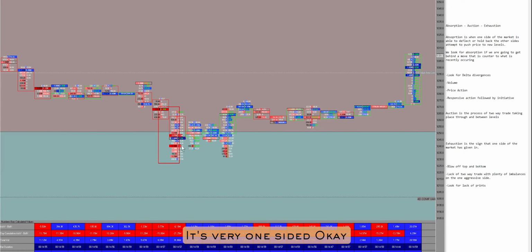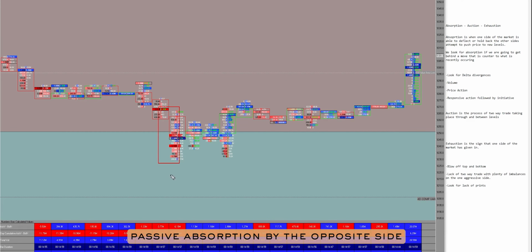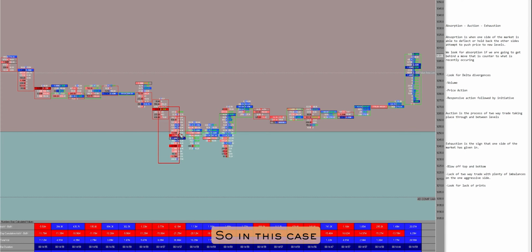It's very one-sided. Okay, so what you're looking for at a low and at a high, if you're looking for absorption, is you're looking for one-sided activity by the aggressor, and you're looking for the passive absorption by the opposite side. So in this case, we have aggressive selling at the low end of this candle. It's a 15-minute candle, so here's the candle right here. We'll change the ink so it stands out a little bit more. Make this pink. So here's your candle. You have that final aggressive attempt into that low, and you get a ton of volume at the bottom.